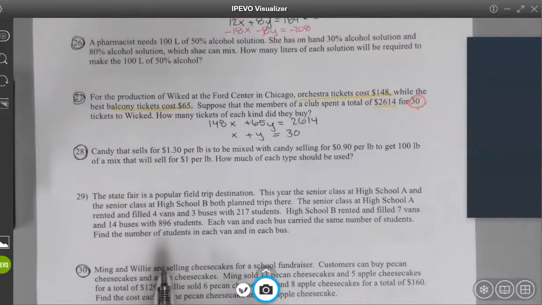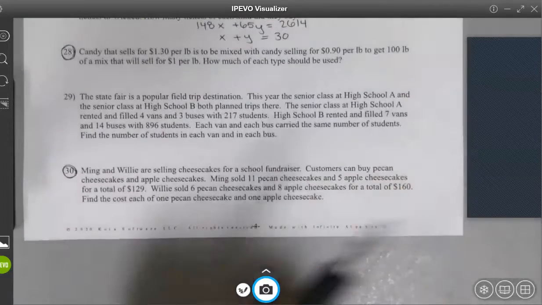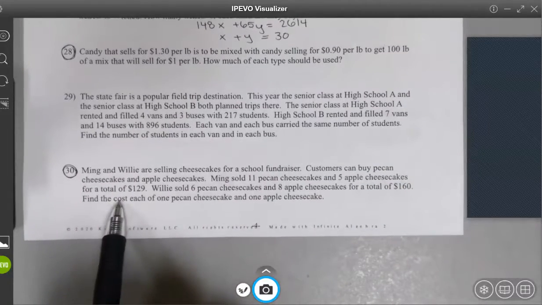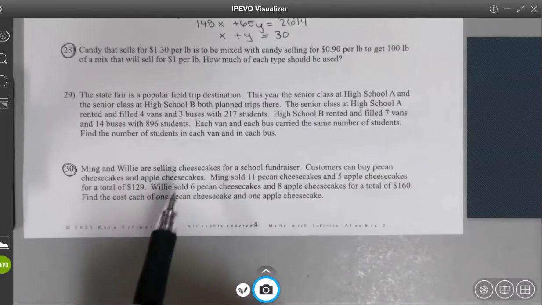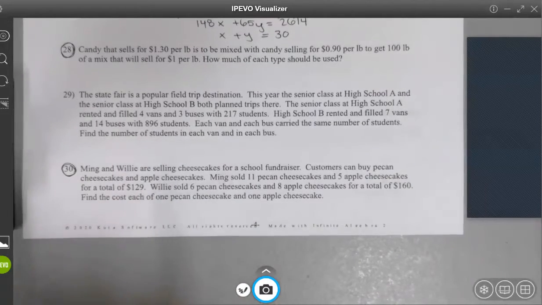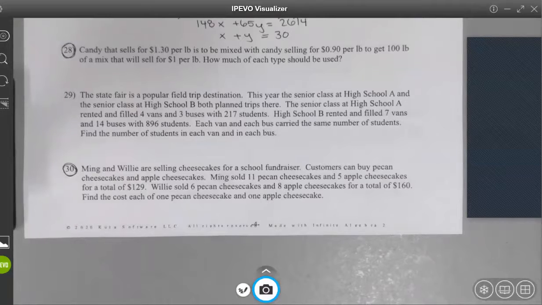Then 30, I'm skipping 26 and 28 right now. What type of one is this? Is this like sentence, or is this like I have a total equation and a cost equation? Which setup is this? Is this similar to 25 or is it similar to 27?